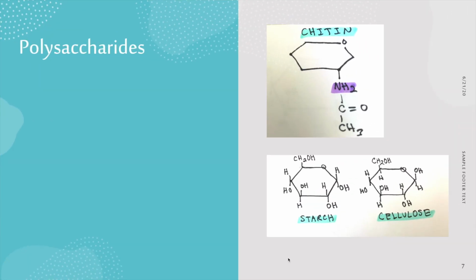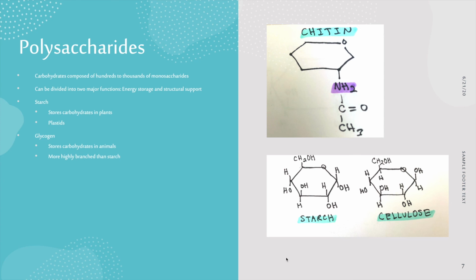Polysaccharides are carbohydrates composed of hundreds to thousands of monosaccharides. They can be divided into two major functions: energy storage and structural support. There are two prominent storage polysaccharides: starch and glycogen. Starch stores carbohydrates in plants. They are stored in plant organelles as granules, known as plastids. Glycogen stores carbohydrates in animals. Glycogen is more highly branched than starch. Glycogen is found in the liver and skeletal muscle of the human body.